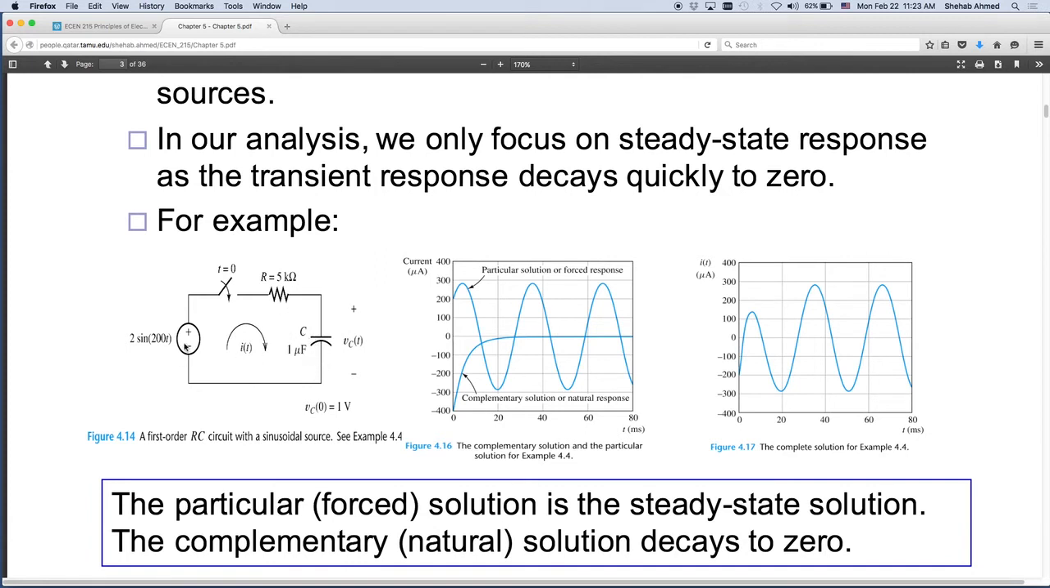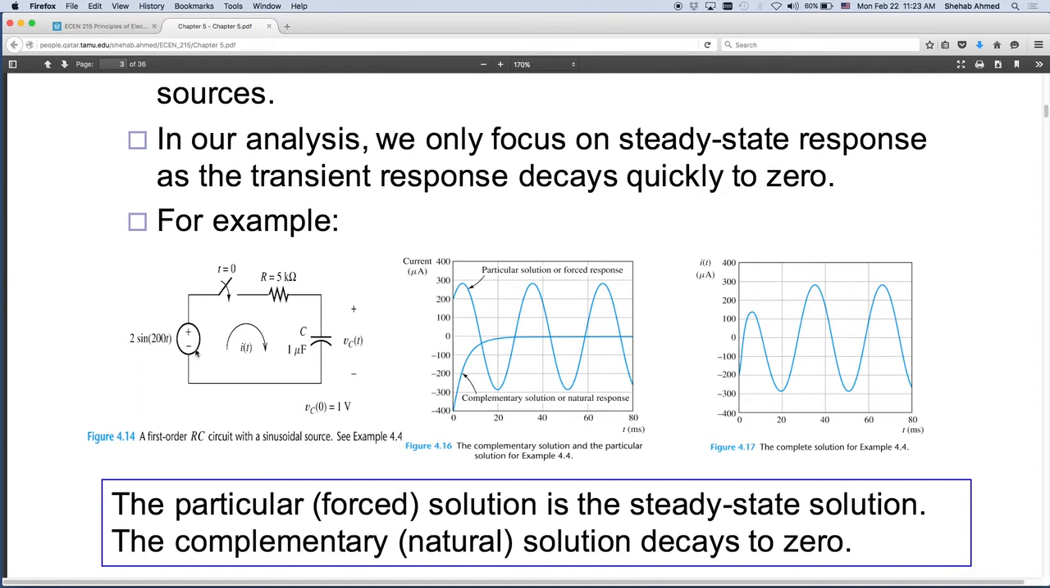Now let's say I added a sinusoidal source. If I add a sinusoidal source, what's going to happen to the circuit? If I have a voltage source connected across some RC components, right? These RC components have certain values. I'm not talking about the transient solution here. I'm talking about the AC sinusoidal steady state solution, right?